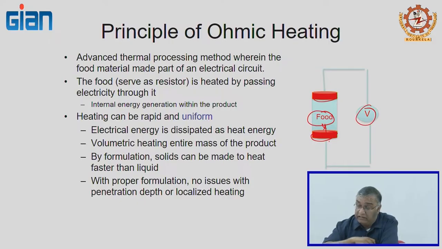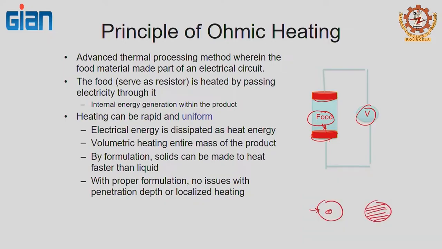Here the electrical energy applied is converted into heat energy, and it heats the entire mass of the product volumetrically. If you remember, we talked about conduction heat transfer, where the heat transfers from outside and the center heats later. Whereas in ohmic heating, the entire mass is heated when you pass the electricity. That's called volumetric heating. Microwave also has a similar volumetric heating.